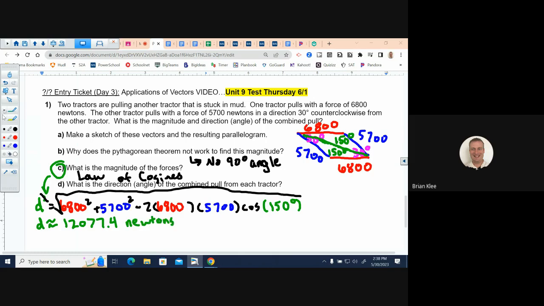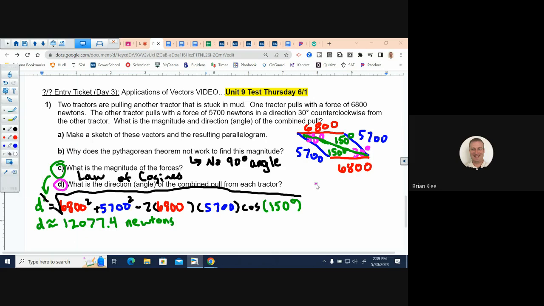Okay, and now for part D. Part D, what is the combined angle, the direction of the combined pull? So I'm going to find this angle here. That's what it's asking for. Really, I'll find both angles, and I'll explain that here at the end. So now we got that 12,077.4. We can quickly set up law of sines.